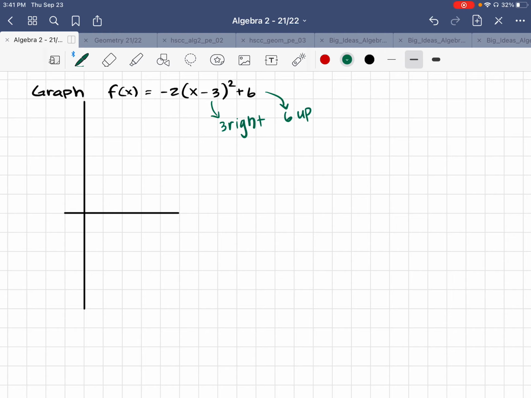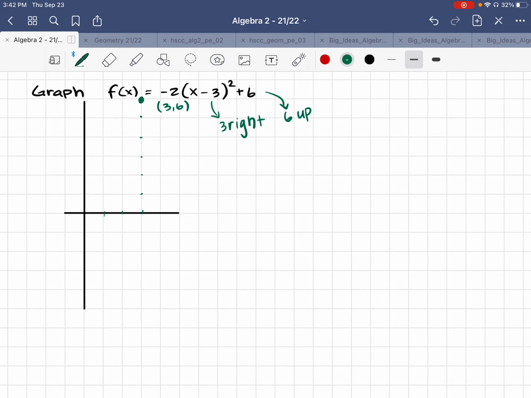So I'm going to go 3 spaces to the right, 1, 2, 3, and then 6 spaces up, 1, 2, 3, 4, 5, 6. So we know that our vertex is going to be located right there. So we have a vertex located at 3, comma 6. So just write that out, 3, comma 6. Now from here, what we want to do is graph it.